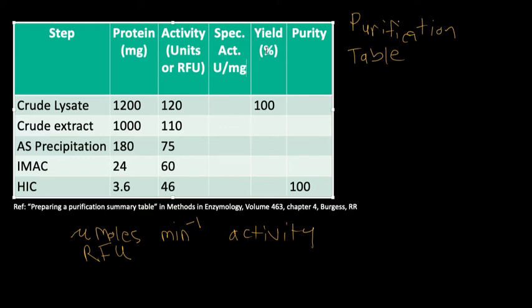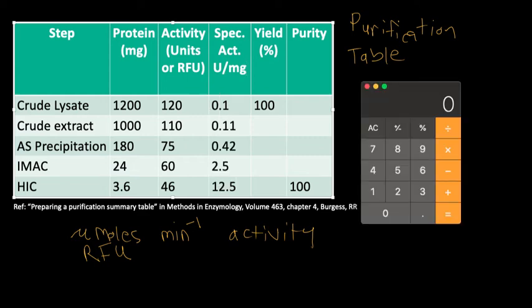And then finally we have the yield. The yield is essentially how much of that activity we lost throughout the purification, and that can be represented by the yield percentage. I'll show you how to calculate that in a minute. But first of all, we're going to calculate the specific activity.